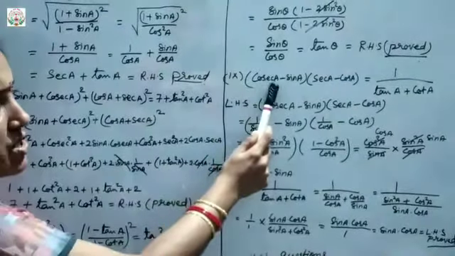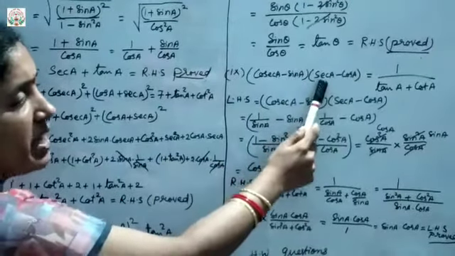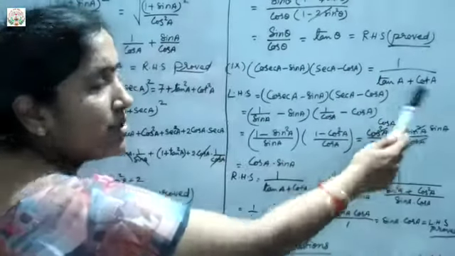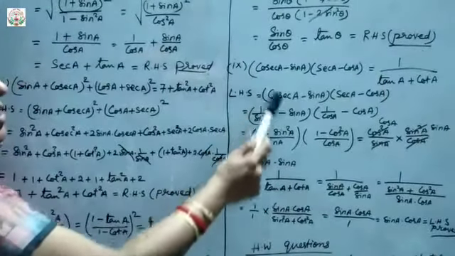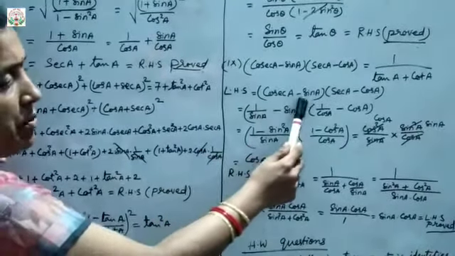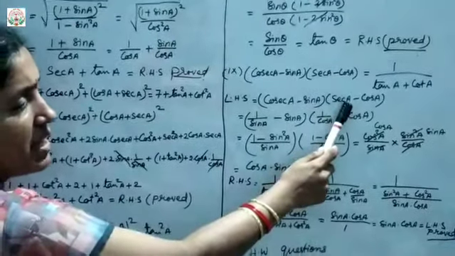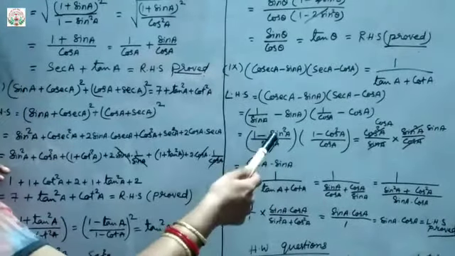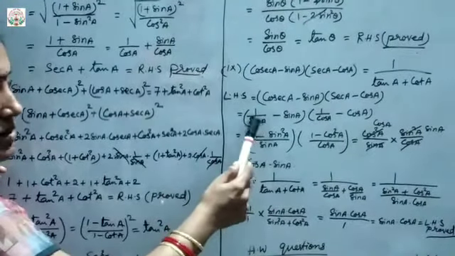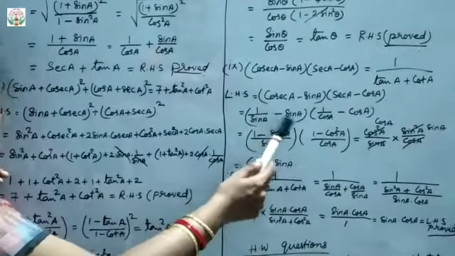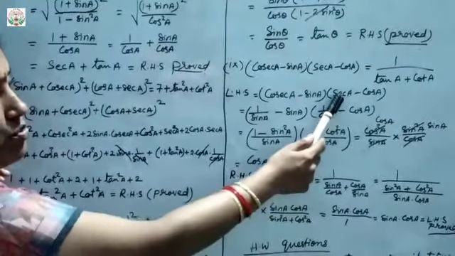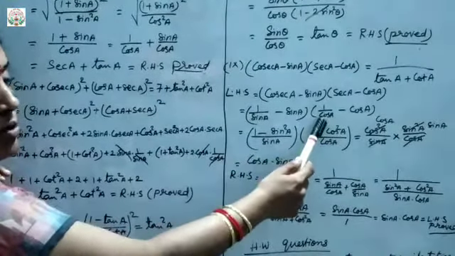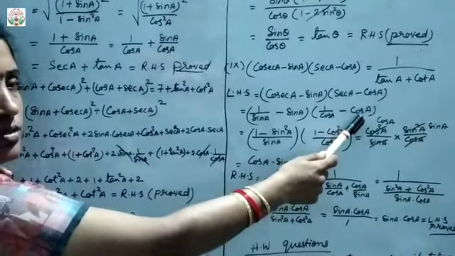Ninth question is (cosec a minus sin a) into (sec a minus cos a) equals to 1 upon (tan a plus cot a). Okay, so LHS, what is there? We will write as it is, that is (cosec a minus sin a) into (sec a minus cos a). Now we will change this cosec a as a reciprocal of sin a. So (1 upon sin a minus sin a), then again into sec a is the reciprocal of cos a. So we will write there (1 upon cos a minus cos a).